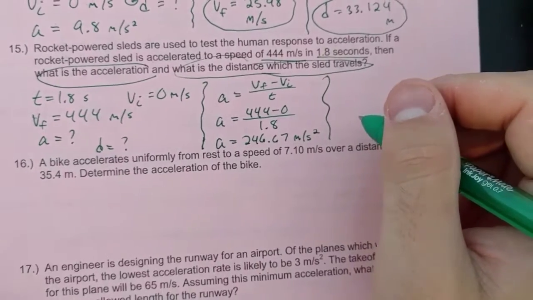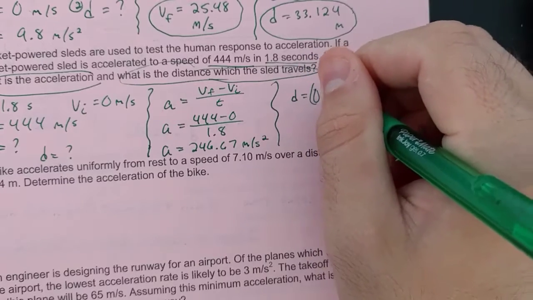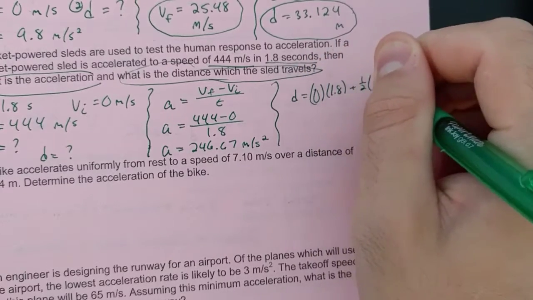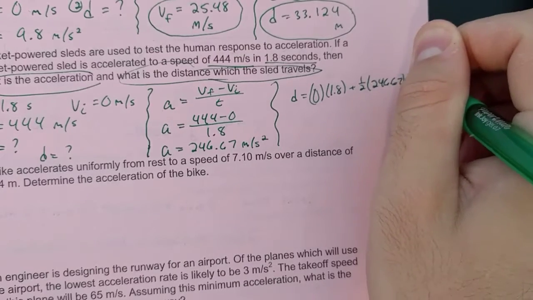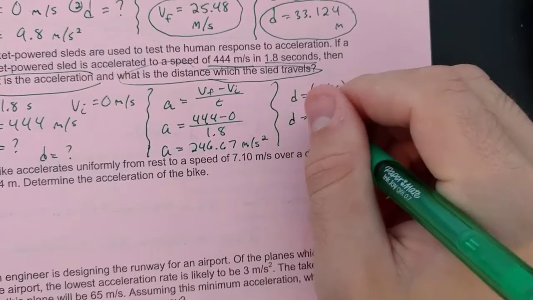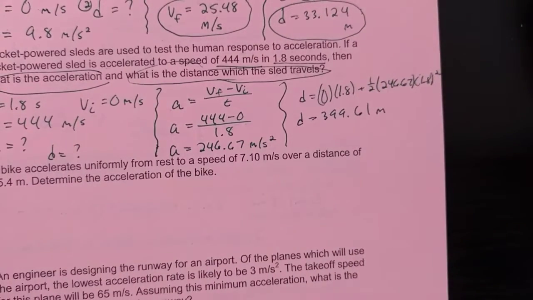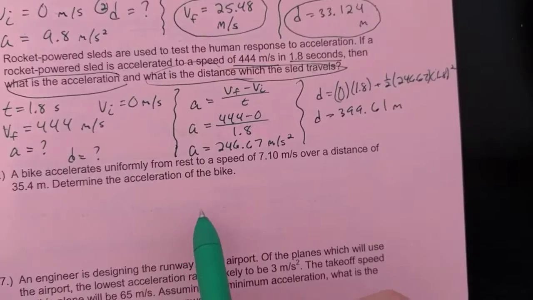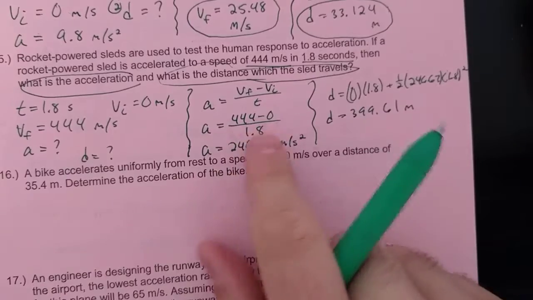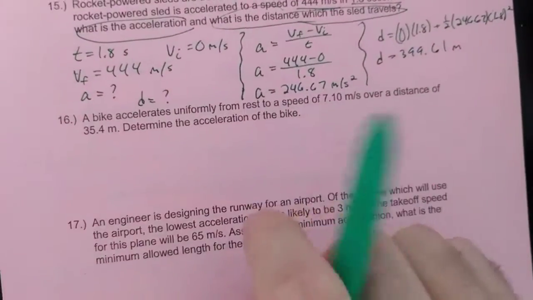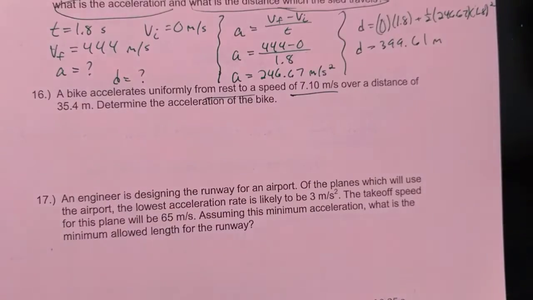Asking what the distance is, then after that, you're going to have d equals 0 times 1.8 plus 1/2 times 246.67 times 1.8 squared. And your distance will be 399.61 meters. Keep track of units with this one, and then make sure that you're using the correct equations and plugging numbers in the correct spot.